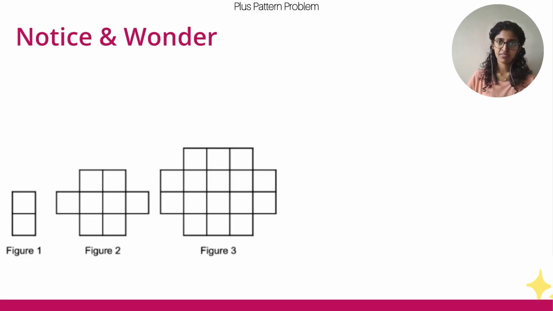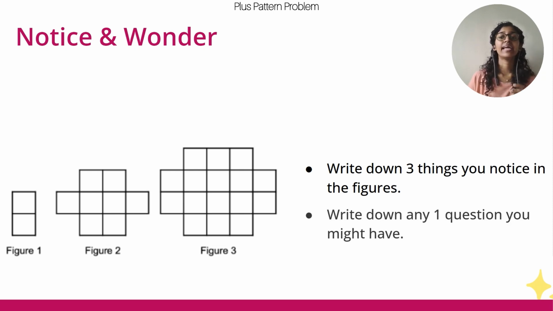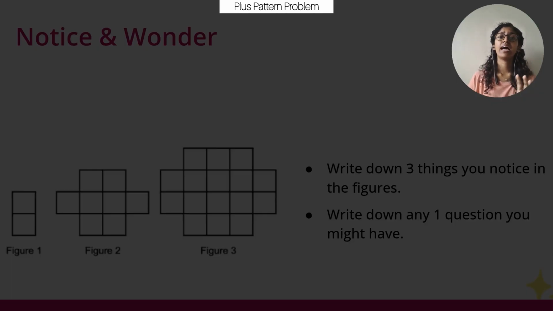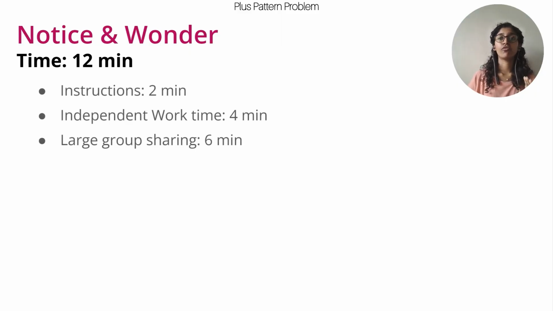So in the notice and wonder routine, based on these images, we are giving them two probing questions, which is to write down three things that they notice about these figures and any one question that they might have here. And for that, we have a total of 12 minutes. The students will work independently for 4 minutes and we have a large group sharing.